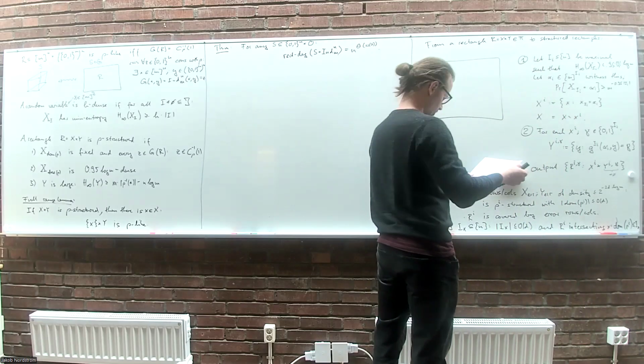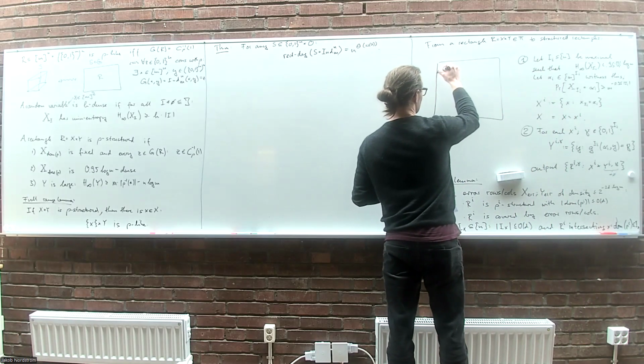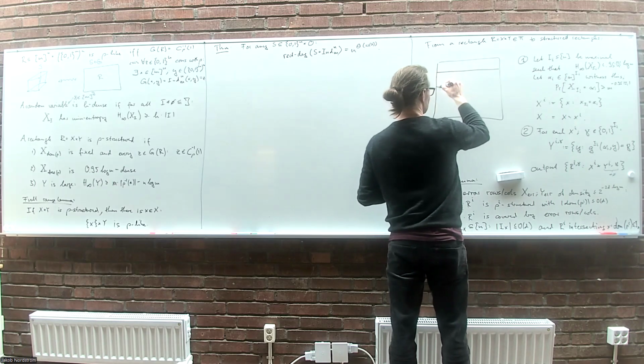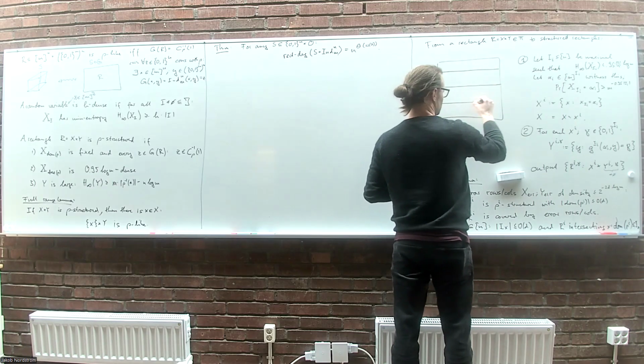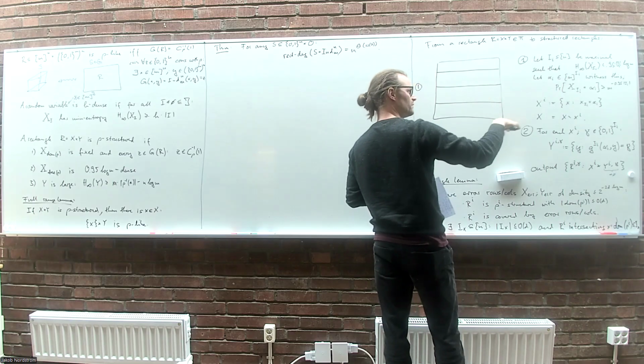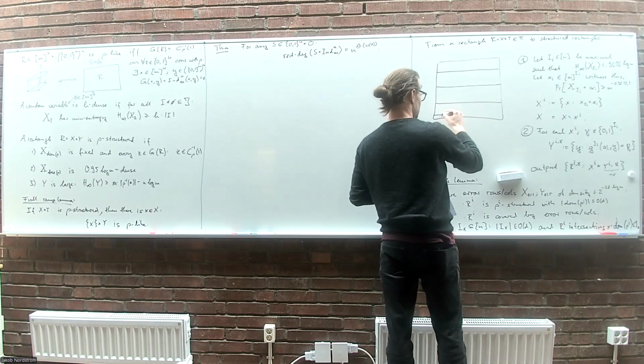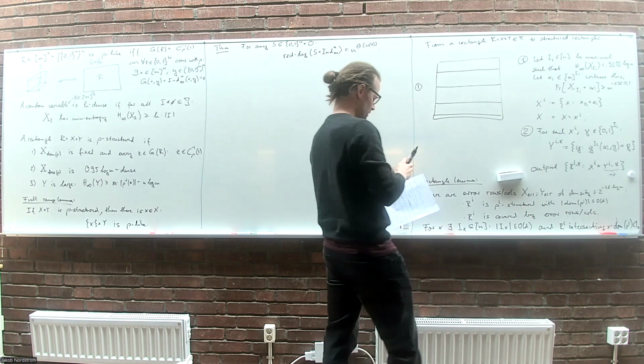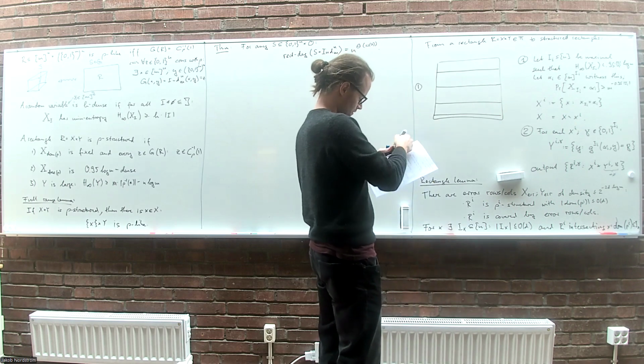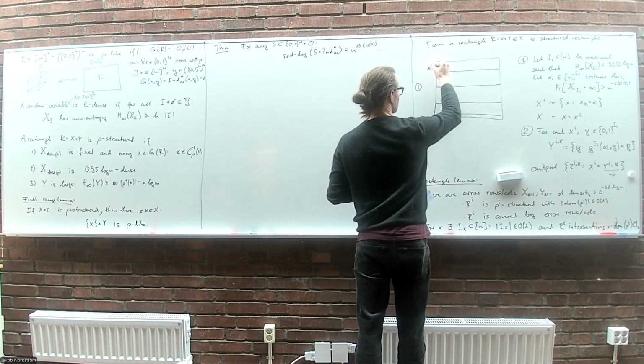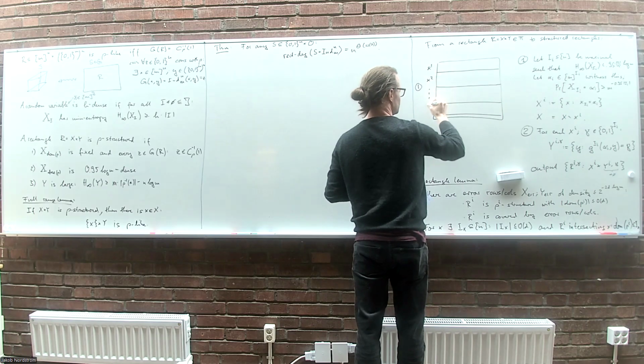What this will look like is that we chop our initial rectangle into vertical segments. This is our step one. So here we get x1, x2.